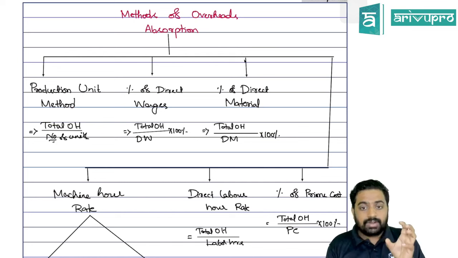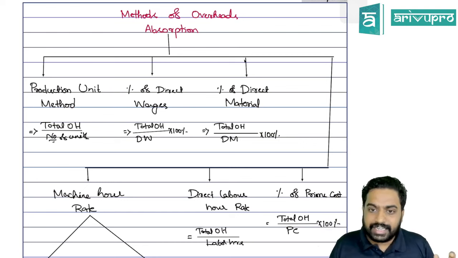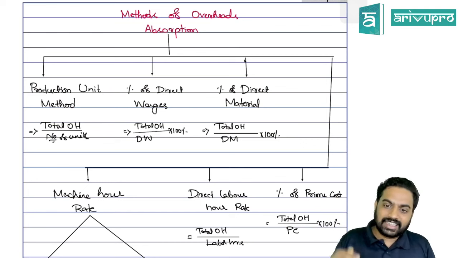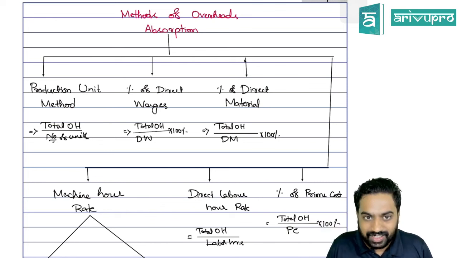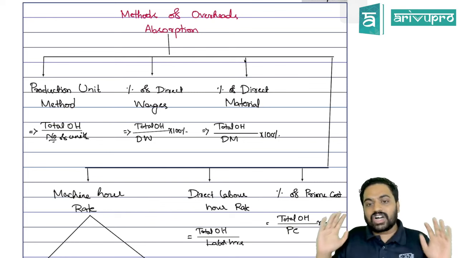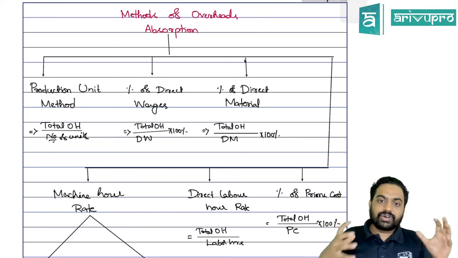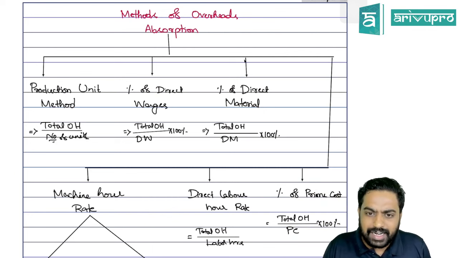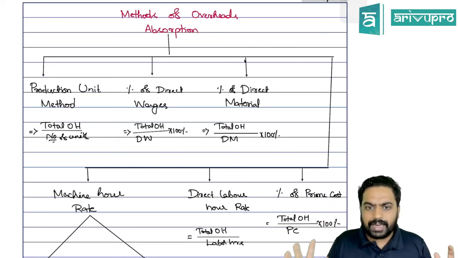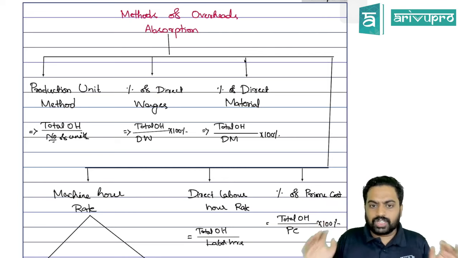Now there is one job which is using 10,000 rupees of direct wages. In that case, my overhead is nothing but 10,000 into 200%, which will come to 20,000, right? Next we have percentage of direct material method. Here, instead of direct labor, it will be direct material. Next, percentage of prime cost: total overhead divided by prime cost into 100.